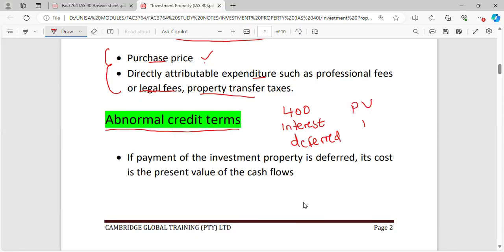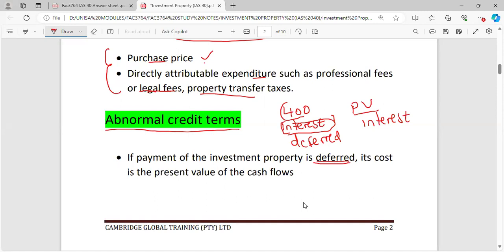That's where you can use your financial calculator. As long as there is a deferred payment of the investment property, you are not going to record the full amount because part of the amount will be interest. So you need to split between the interest and the cost. The cost will be the present value of the asset. Then you take your interest to the profit and loss as an expense. So that's another key area when you have a question that defers a payment.